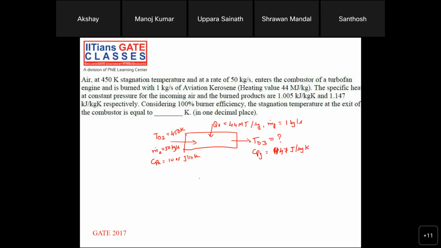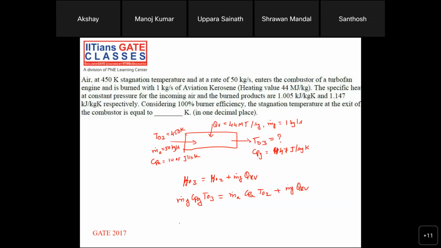So again, we will be dealing with the energy balance. What is the energy balance? H03 should be equal to H02 plus m dot F times QCV, right? I will write in capital letters, that is total. So H03 is nothing but m dot G Cp of gas T03, which is equal to m dot A Cp of air T02 plus m dot F QCV, right? So now they are asking us to calculate T03.